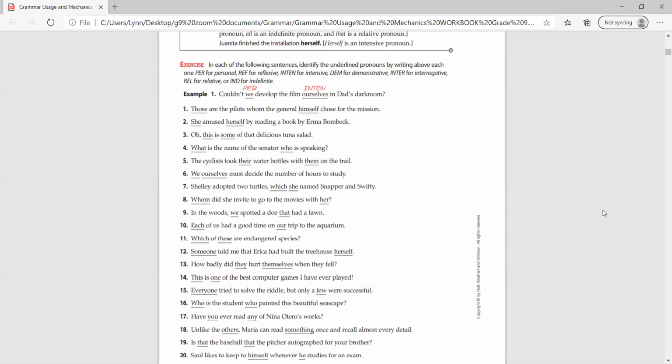Number one, those are the pilots whom the general himself chose for the mission. Those and himself are the pronouns that are underlined. You need to write above it which type of pronoun they are. Number two, she amused herself by reading a book by Erma Bombeck. Number three, oh, this is some of that delicious tuna salad.